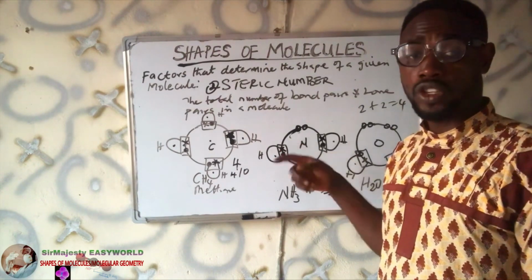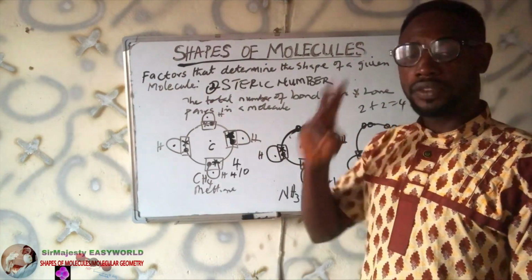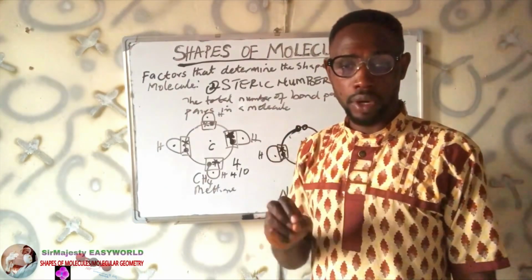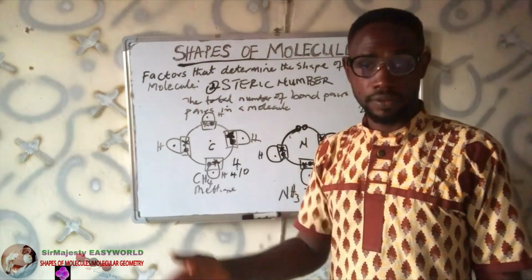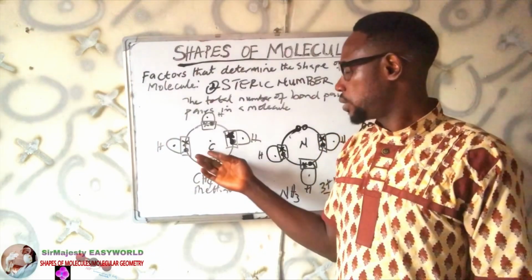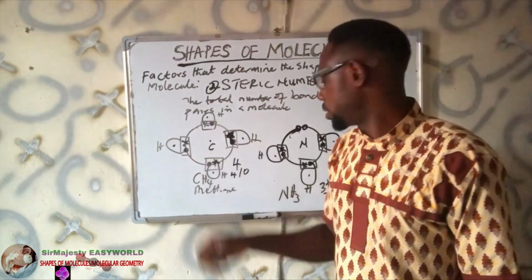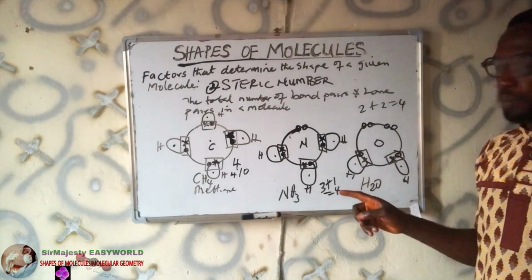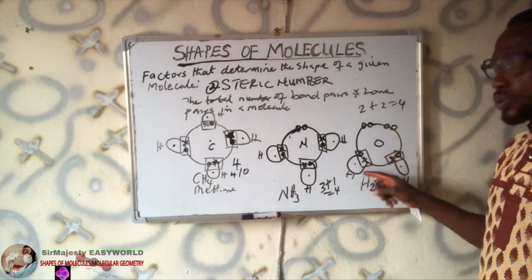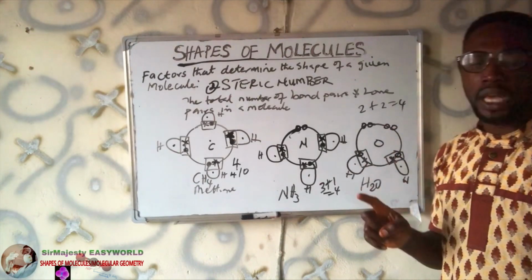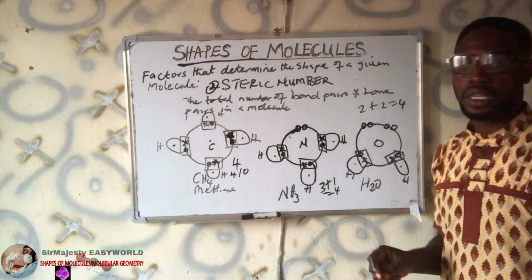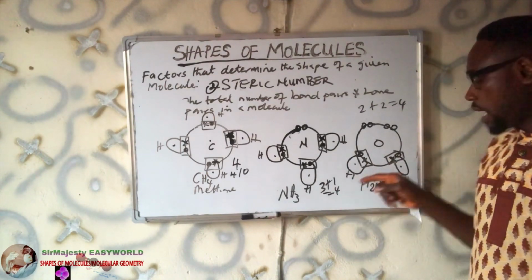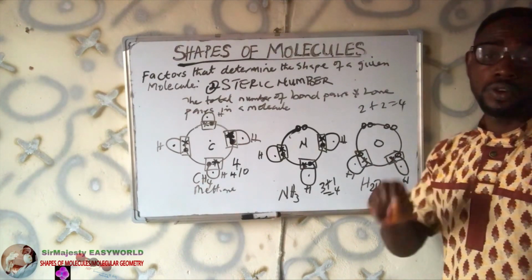This is applicable to any other molecule you will meet. If you have 3 bond pairs and 1 lone pair, the shape must be trigonal pyramidal, and the bond angle automatically is 107 degrees. But the bond angle here is 109.5 degrees. Then if you come to water, water also has 4 as the steric number, but it has 2 lone pairs and 2 bond pairs. If you see any molecule with 2 lone pairs and 2 bond pairs, the shape is V shape or bent or angular, and the bond angle for water is 104.5 degrees.